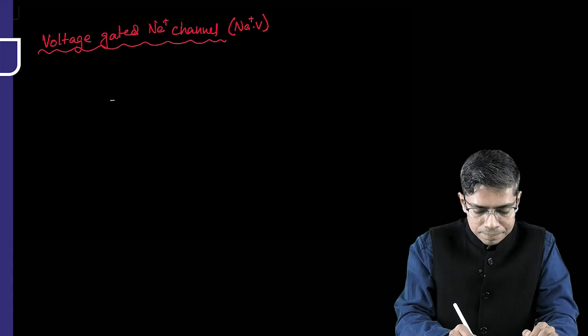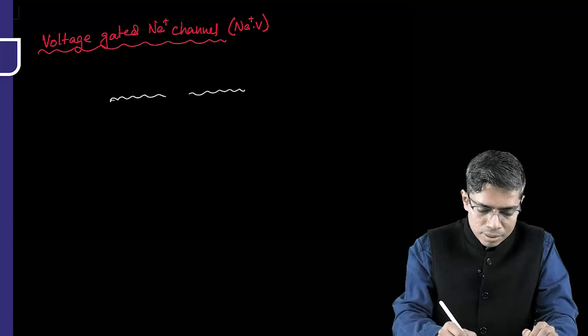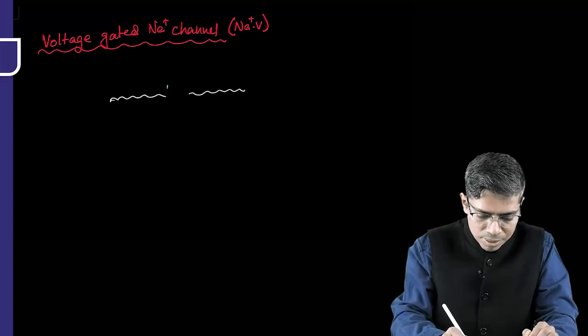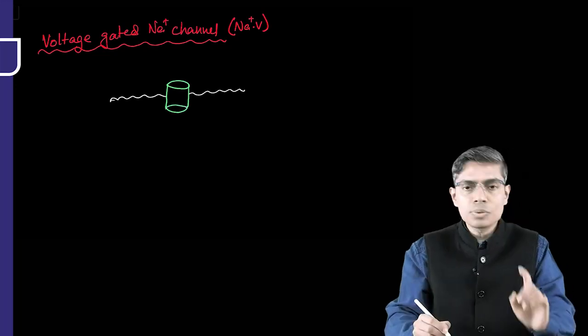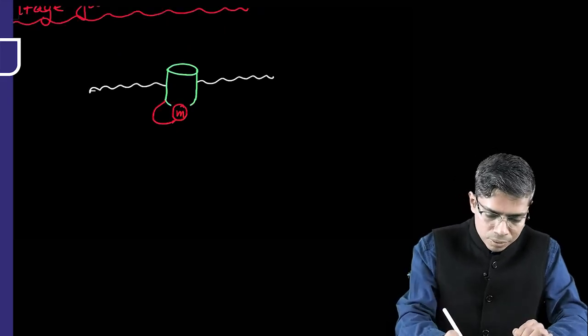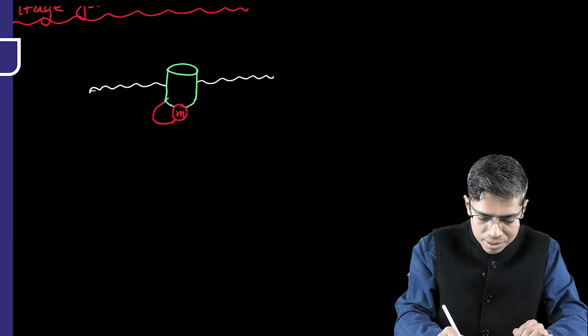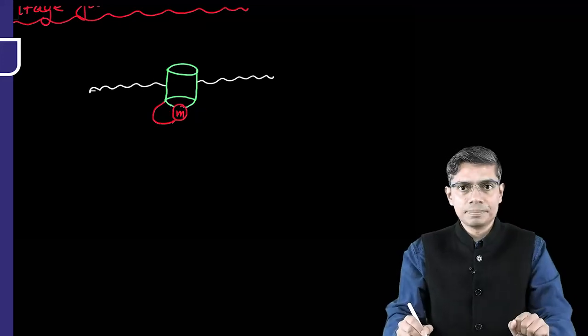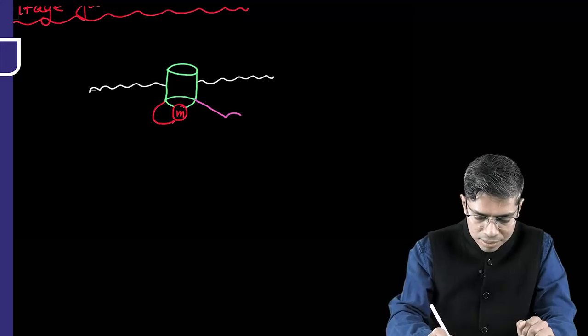Suppose this is the cell membrane. On this cell membrane, I am drawing one voltage gated sodium channel. This is my voltage gated sodium channel, right? It will contain two gates. One of the gates is known as the M gate. This is M. The M gate is blocking the inner mouth of this channel. And there is another gate, this gate is the H gate.